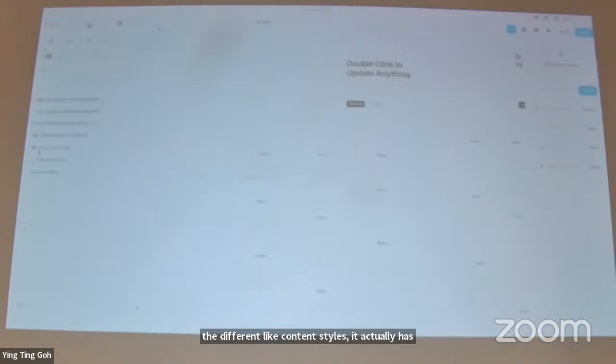So you'll have to... I've zoomed in too much. Here it is. So when you click on insert, you'll actually see sections.